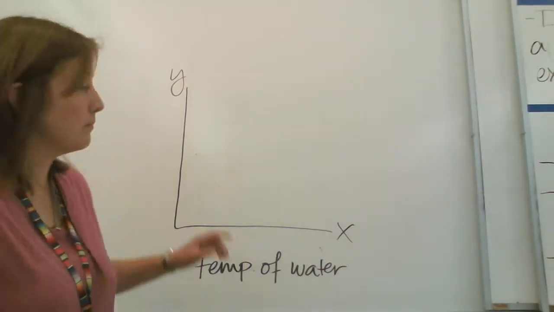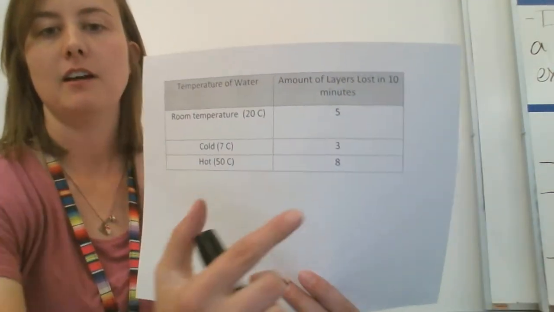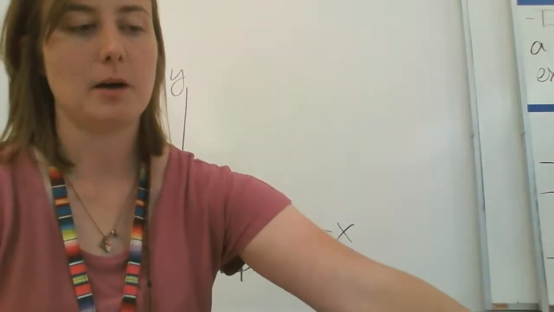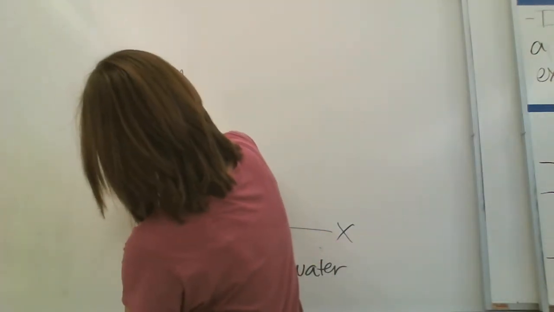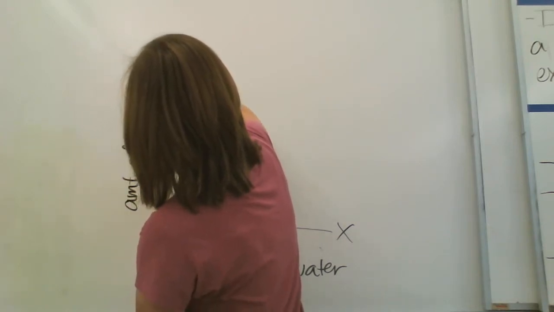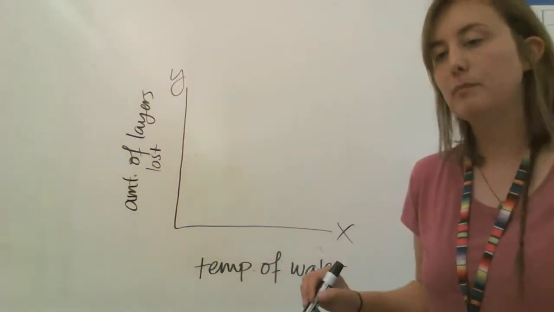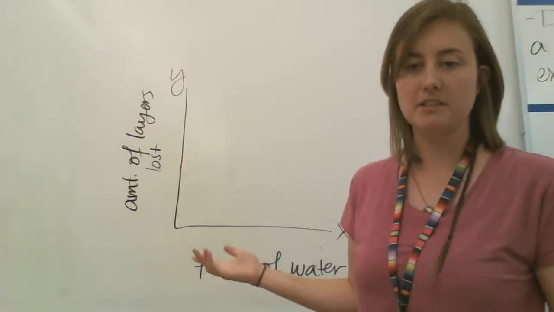And the thing we measure is what goes on the y. So in this case, we were measuring how many layers the gobstoppers lost in 10 minutes. So I'm going to label that on my y. Okay, and notice I left myself some space so I can add some numbers in there on my scale, okay?